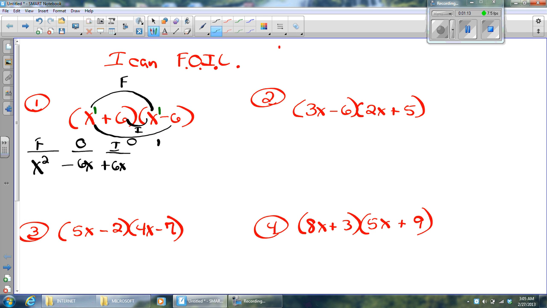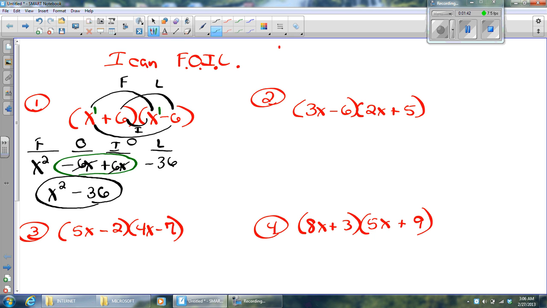Finally, I have to do my lasts, and my lasts are these two, right? And that would be 6 times -6, which is -36. All right, so these two are like terms, so I'm going to combine those like terms. My final answer is going to be x squared. These are actually going to cancel. They're gone. -6, +6. That won't always happen, but in this case it does. And then a -36, and I just foiled.